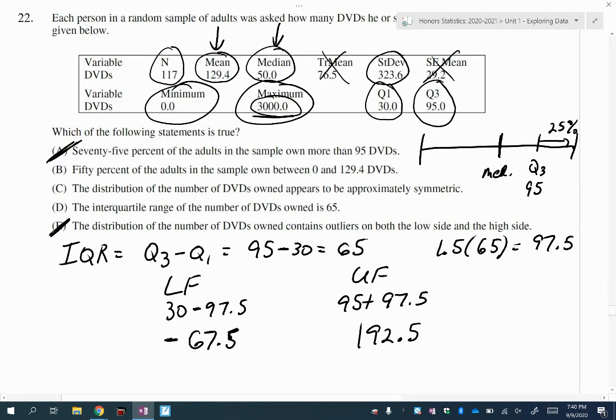50% of the adults in the sample own between 0 and 129.4 DVDs. I don't know any way that I could possibly know if that's true. That's 0 and the mean. Statistically, that tells me that's not a thing.